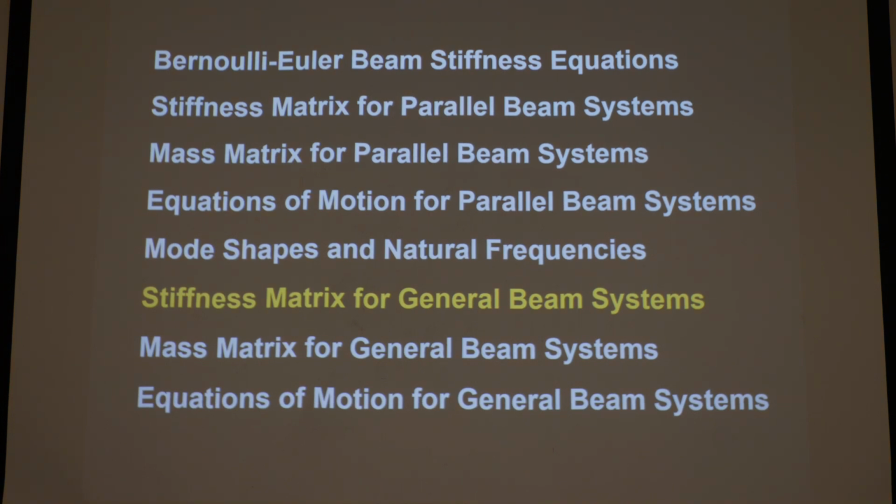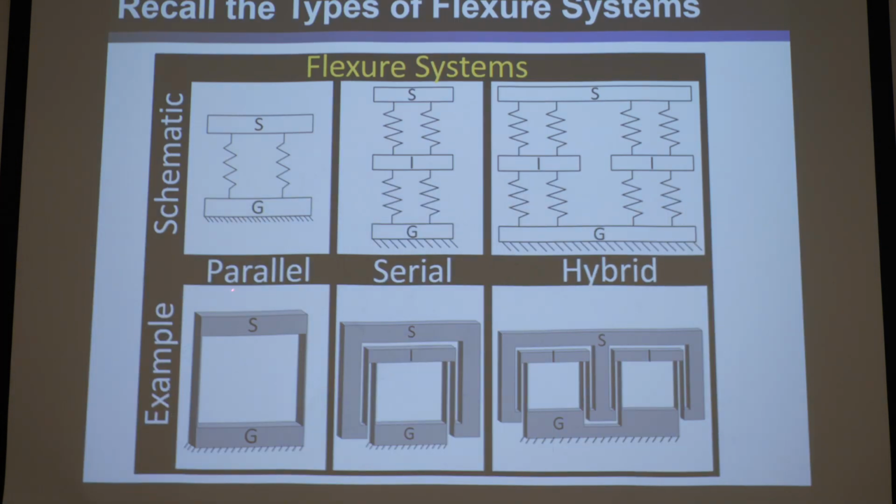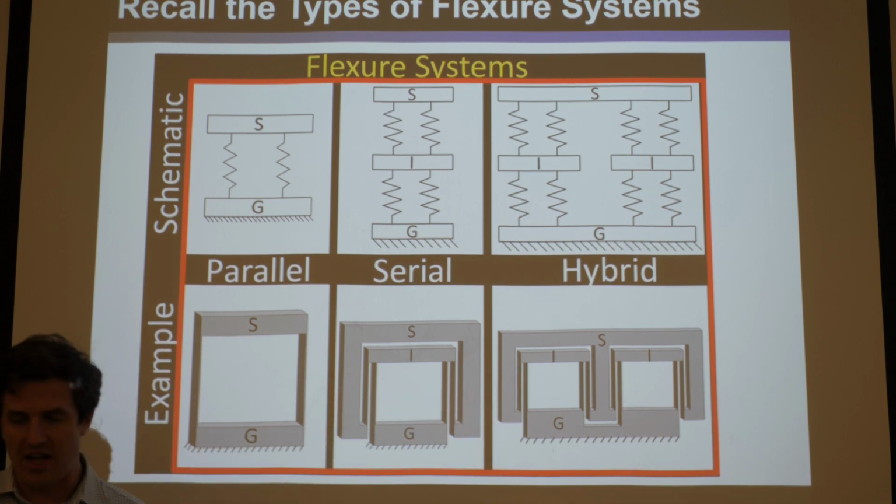Okay, so now let's look at stiffness matrices for general beam systems. Before, we really just talked about parallel systems. So you've got two stage bodies directly connected to each other and in parallel, and so we calculated the stiffness and the mass matrix for that one. But now we're going to talk about how you build a stiffness and a mass matrix for any of these, for serial and hybrid as well.